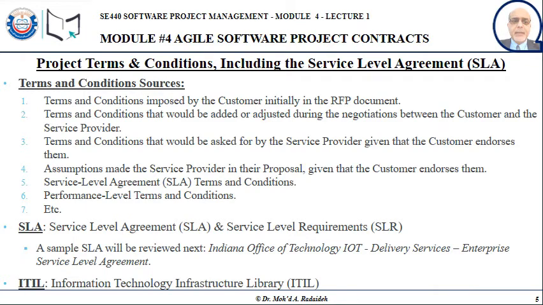Any assumptions that might be made by the customer or the service provider, if they are accepted or endorsed by the customer, would be added to the terms and conditions. We have some conditions that have to do with the service level agreement itself. The level of service is governed by some terms and conditions, and those are included as well. The performance level terms and conditions can be added as well. We may think of many other sources for terms and conditions. The payment terms and conditions can be added as well, and so on.